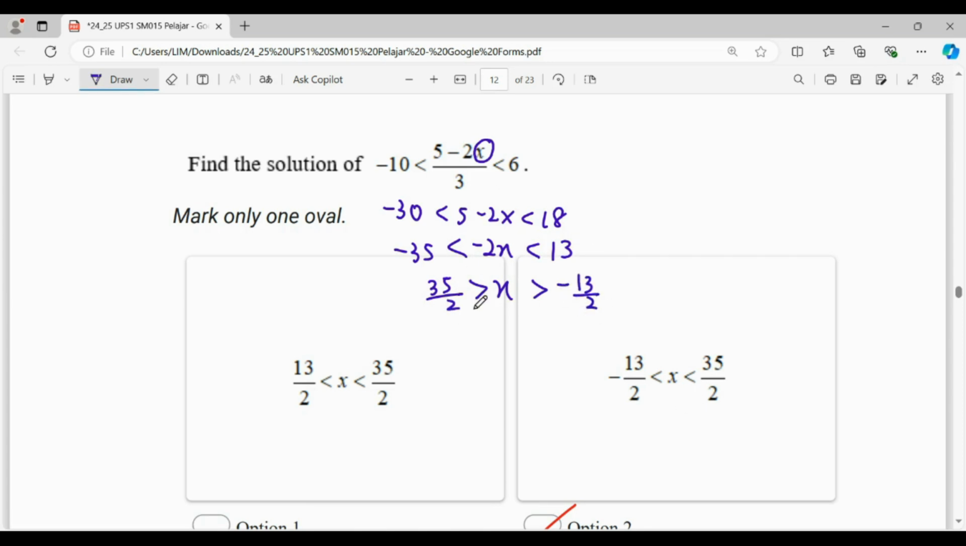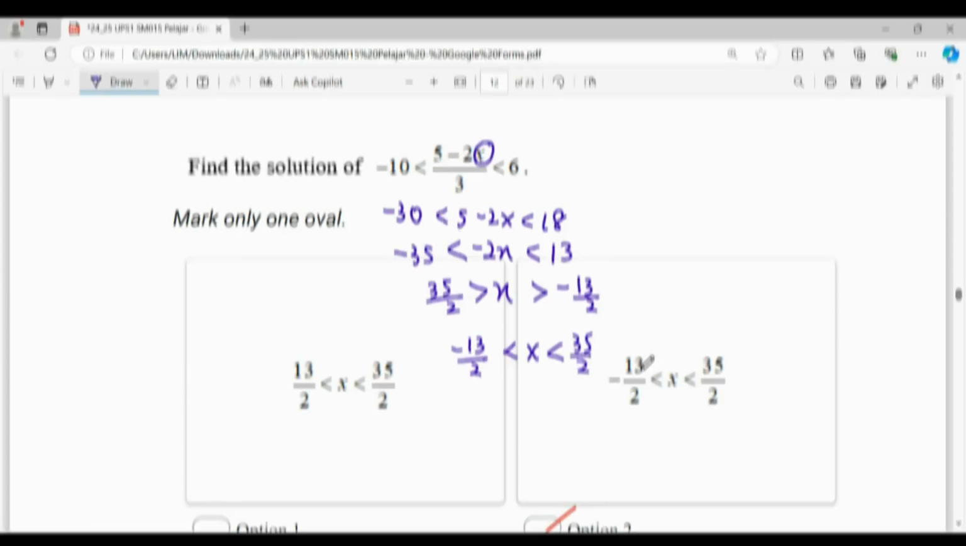But in interval notation, we cannot write the bigger value at the left hand side and the smaller value at the right hand side. So we have to rewrite this, following the order, starting with the smaller value. Then the sign is pointing on the negative x. Then continue, this is 35 over 2. So here we have our option.